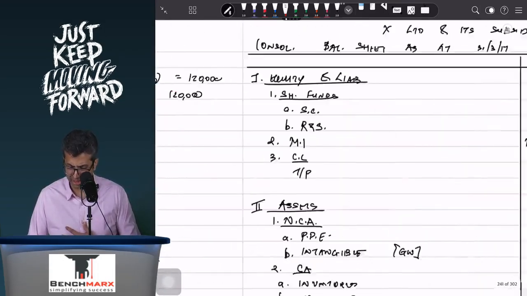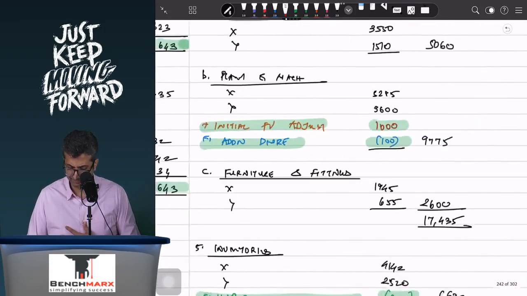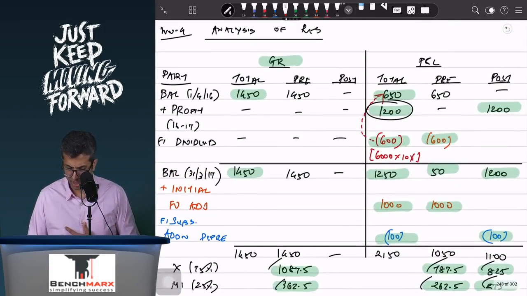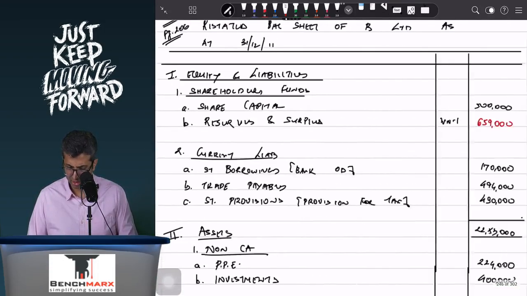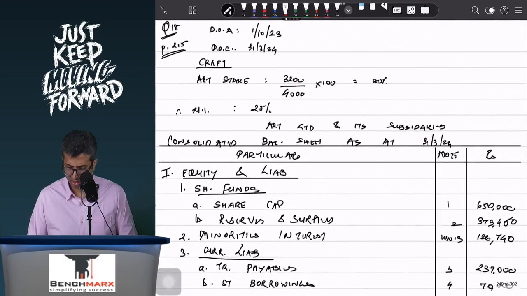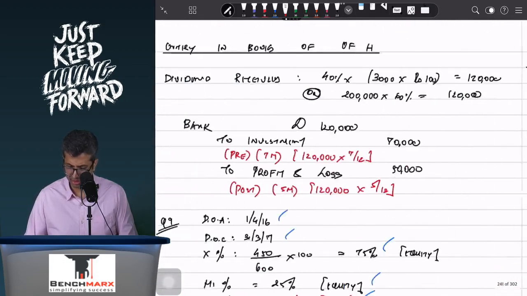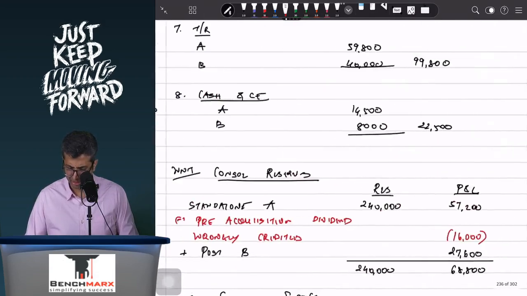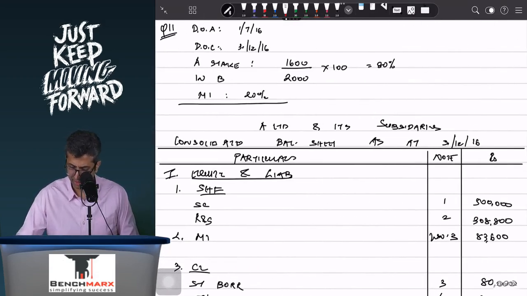If I can find this question number, I'm not sure where this is. Again, this is more like a practice question. Yes, question number 11, 80%.